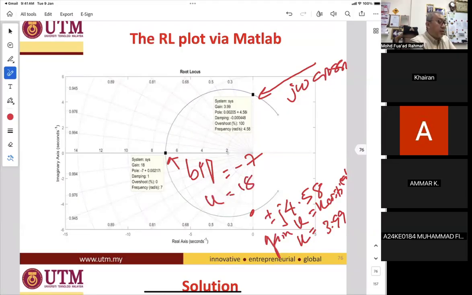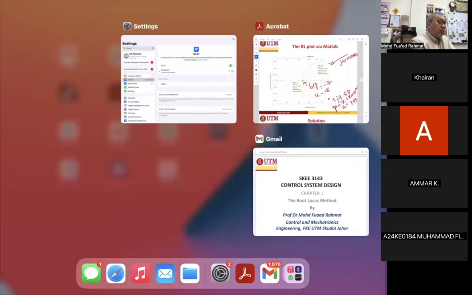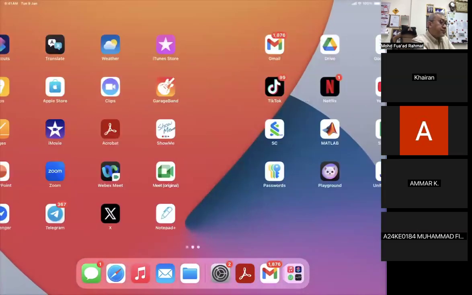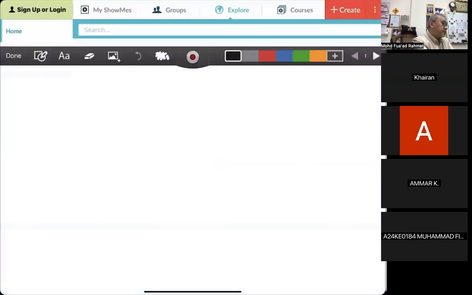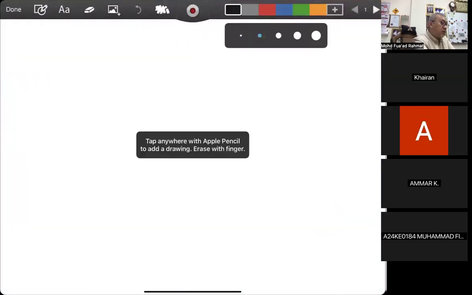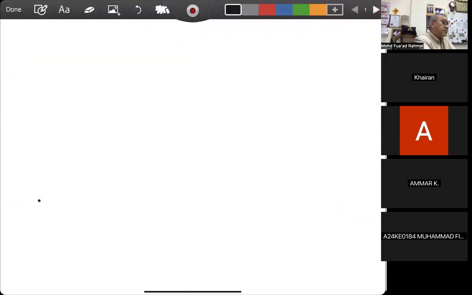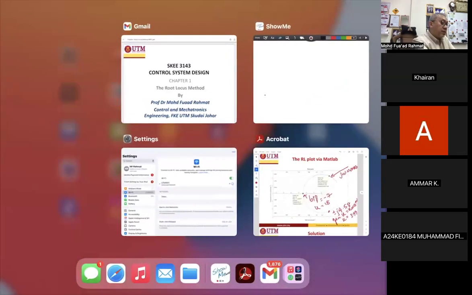So let's see how we calculate the gain K at the j omega crossing by using the whiteboard here. Can you see my whiteboard, guys? Yes, Doctor.